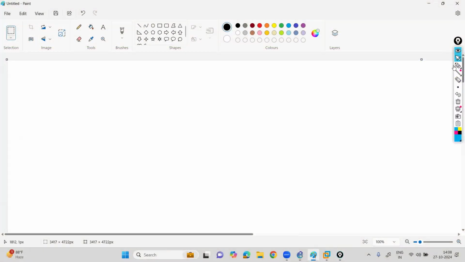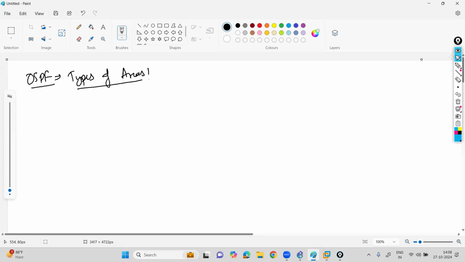So, the OSPF area concept we discussed. In this, we then discussed OSPF types of areas, right? Types of OSPF areas. Okay. So we have seen there are lots of types of areas in OSPF. Okay. First one is what?